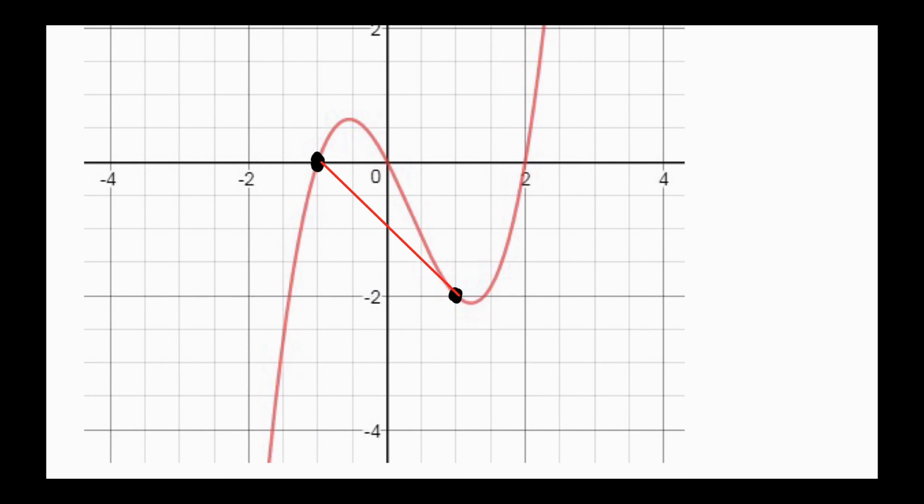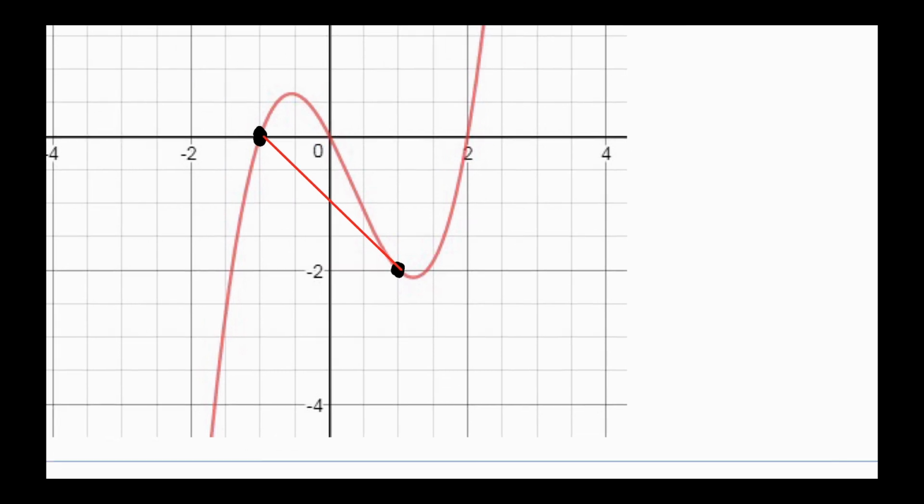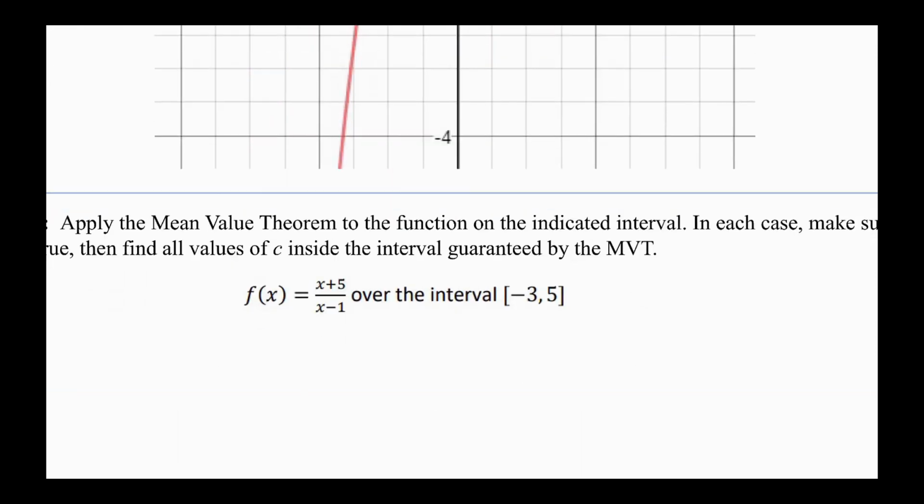That's how it applies there. It tells us where we have the same exact slope. They won't always give you a picture. Sometimes they do, sometimes they don't. I just wanted to give you the visual there. Okay, so let's look at the next one.